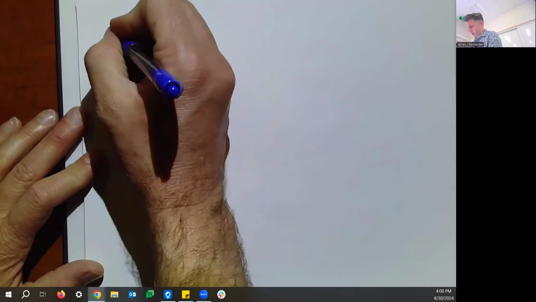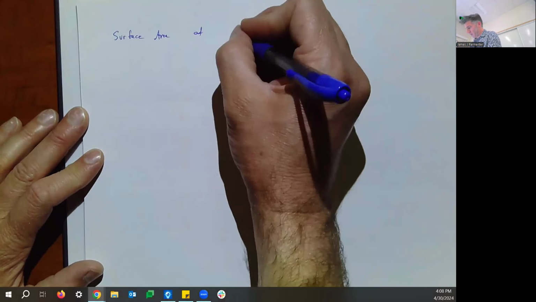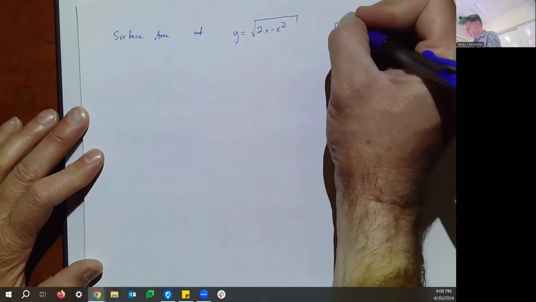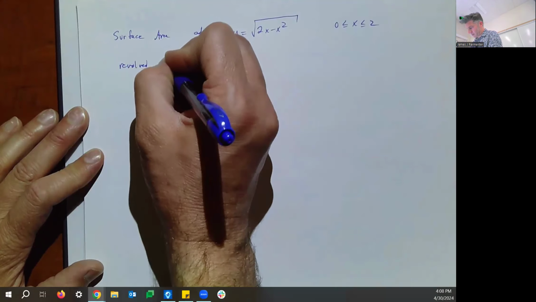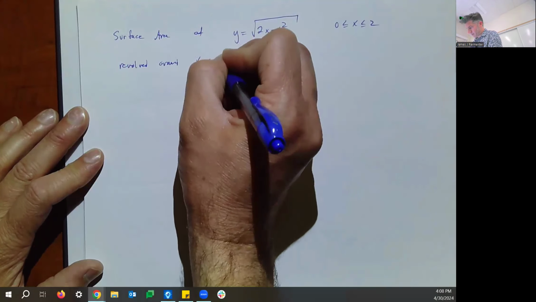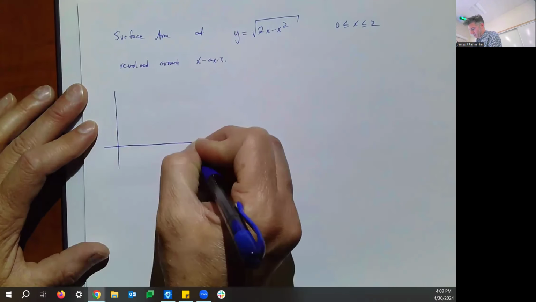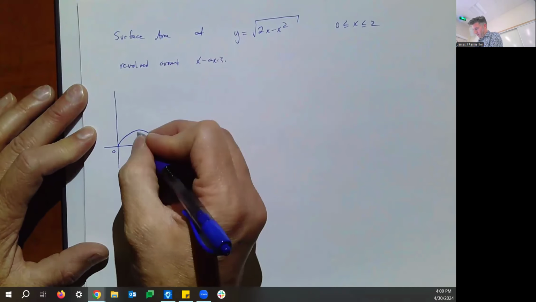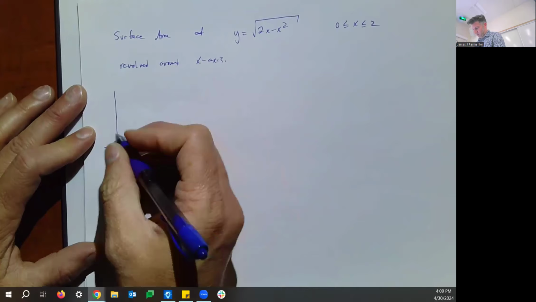Let's say we want to find the surface area of the function y equal to the square root of 2x minus x squared, where x is between 0 and 2, revolved around the x-axis. Okay, so this function looks vaguely like this. It's got intercepts at 0 and 2, revolving it around this way. So it kind of looks like a football. I don't know, kind of football-ish.